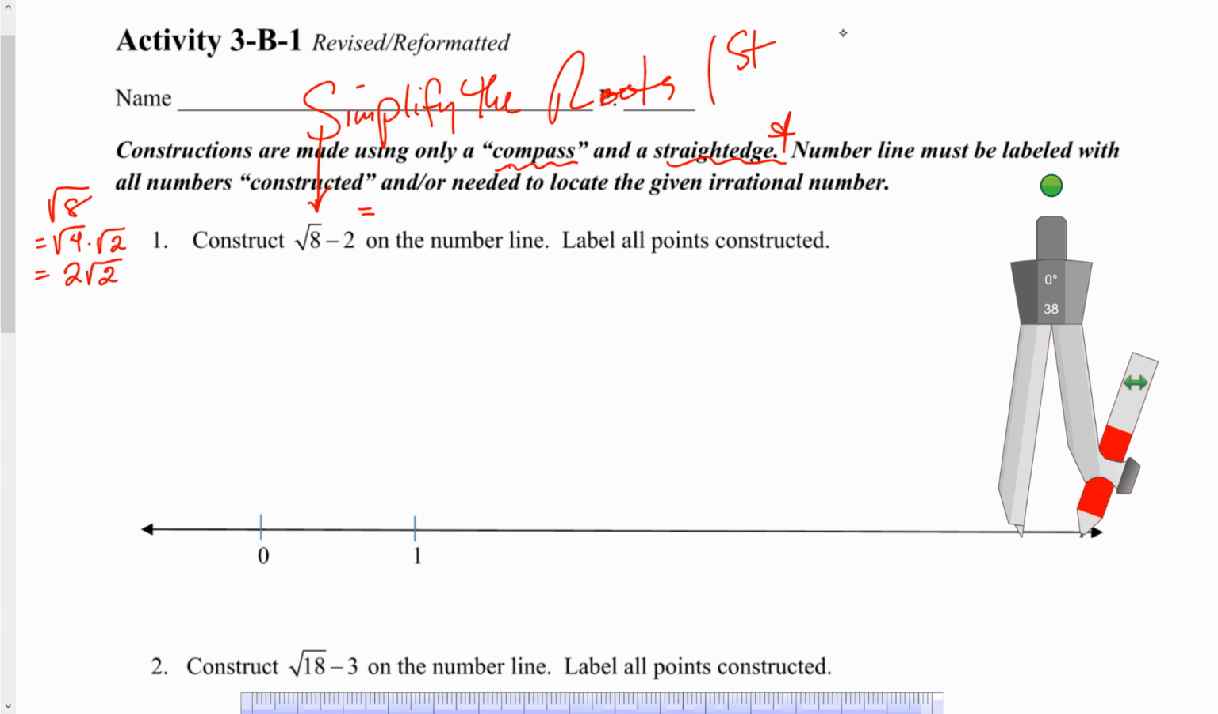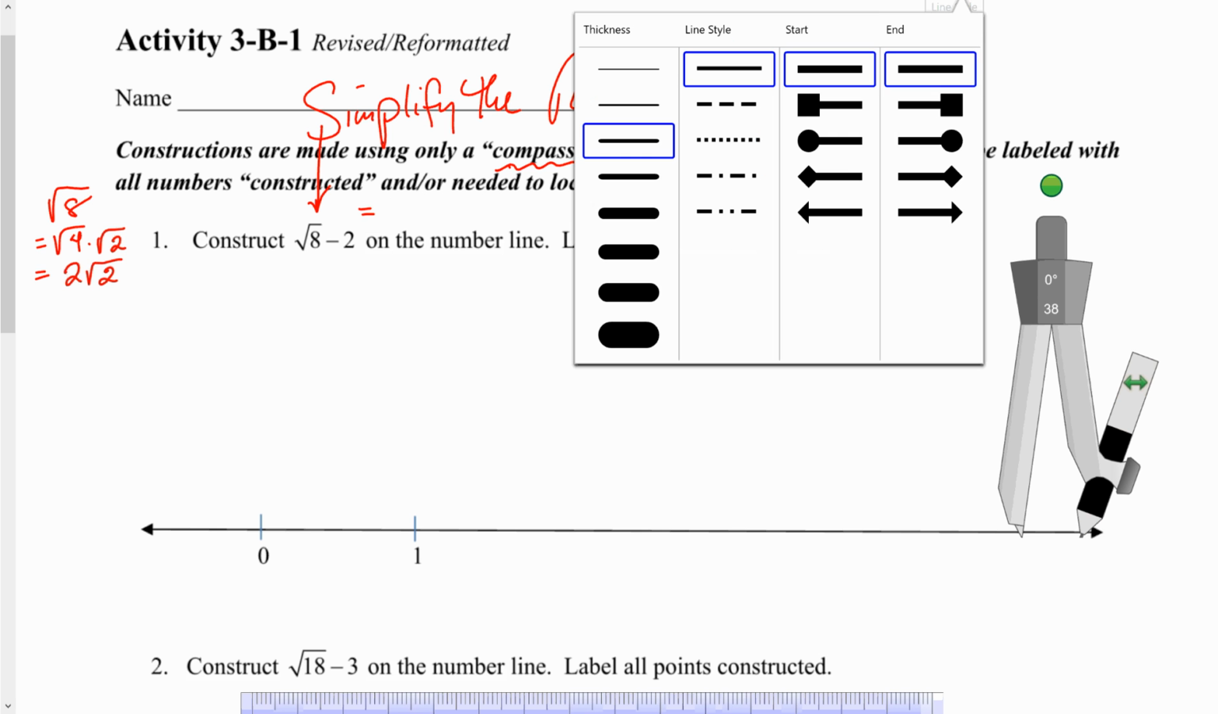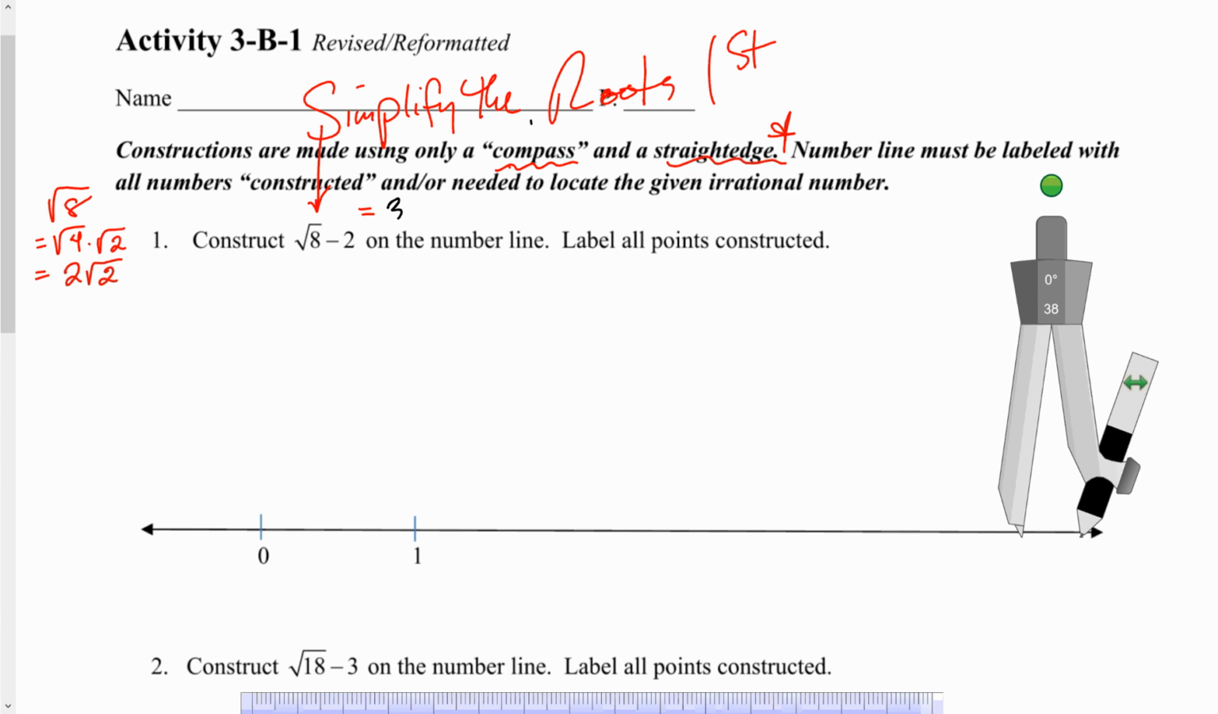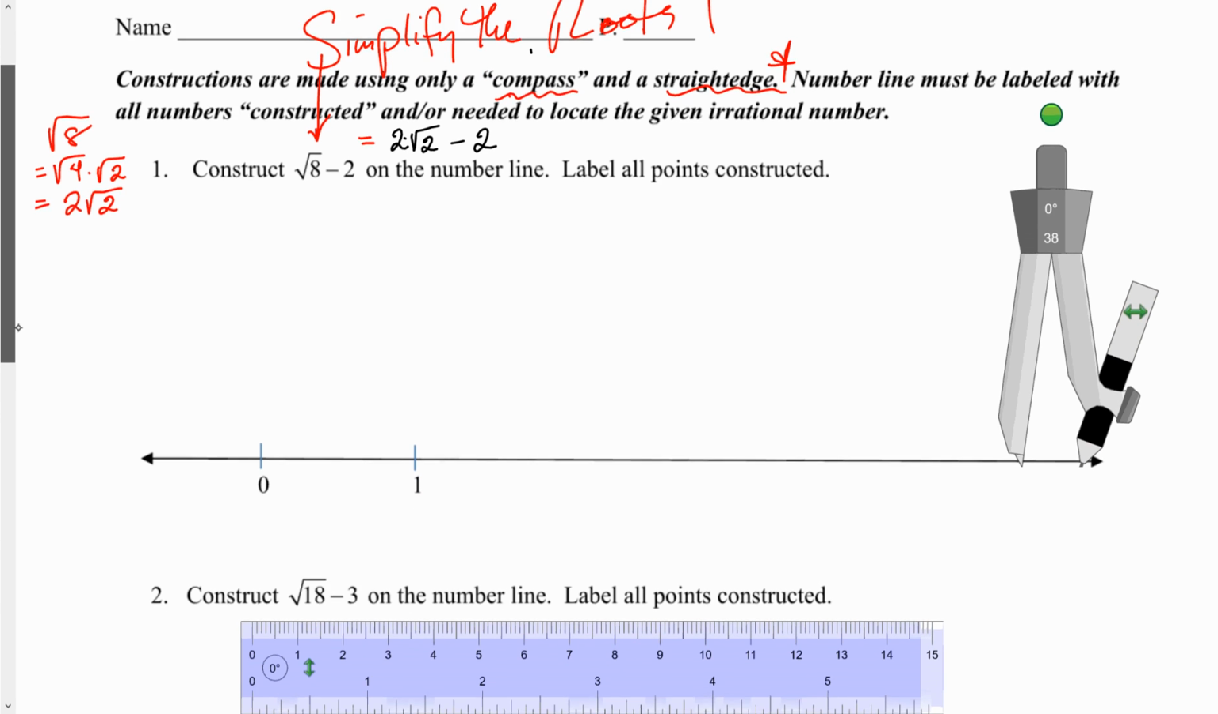Okay, so simplify first, and so I get a new expression here. That is wrong. Okay, so let's go back here. 2 root 2. So root 8 is 2 times the square root of 2 minus 2. And that, my friends, we can construct because we already know how to construct root 2. So constructing 2 root 2 is easy. And then minus 2, well, that's easy as well. I'll show you how to do it. All right, so let's get started here.